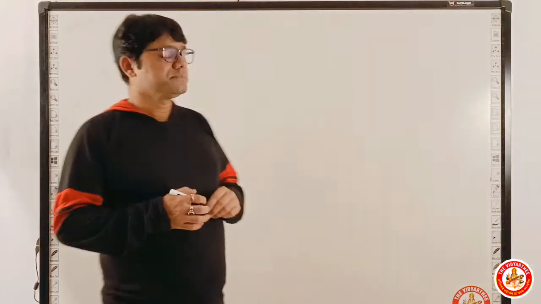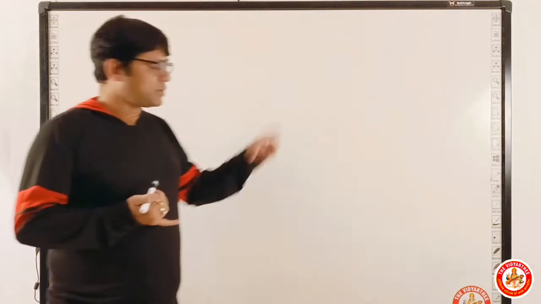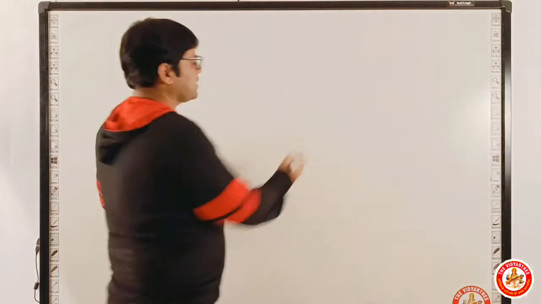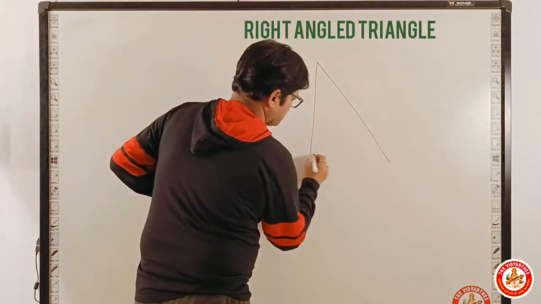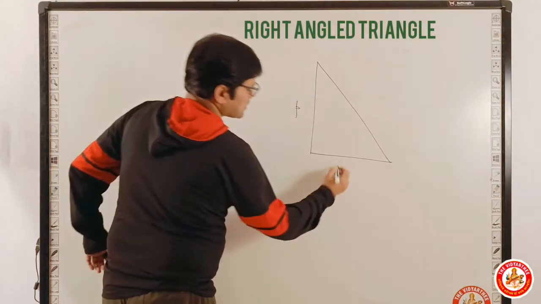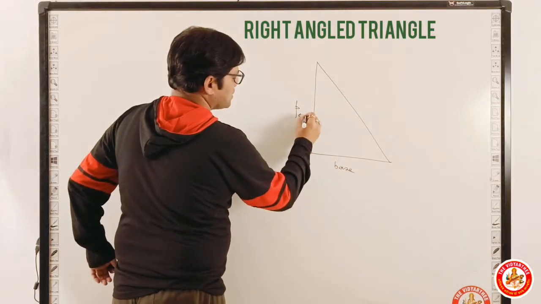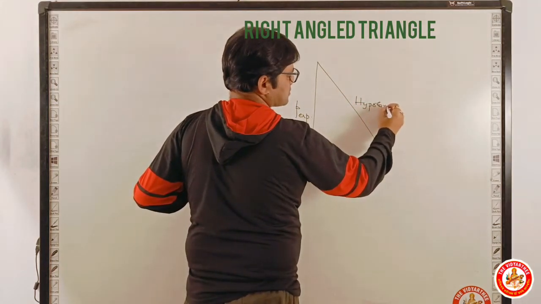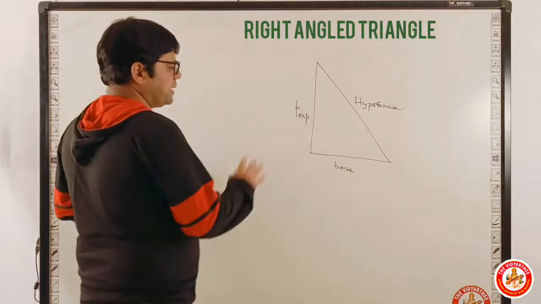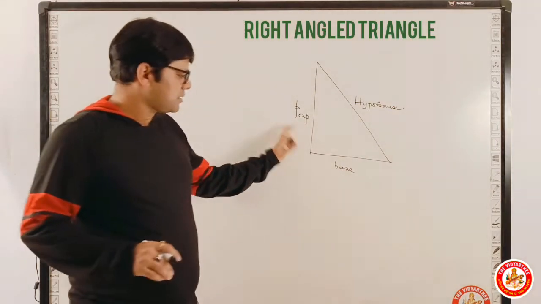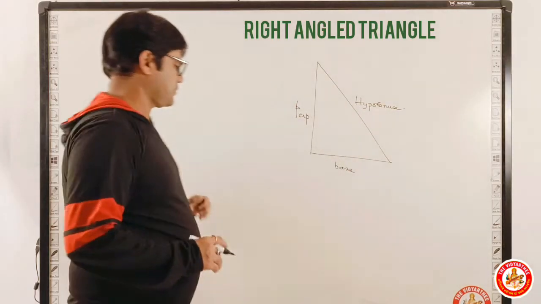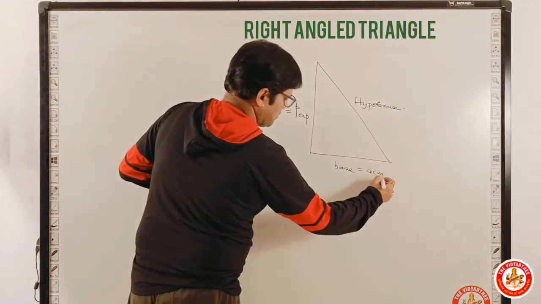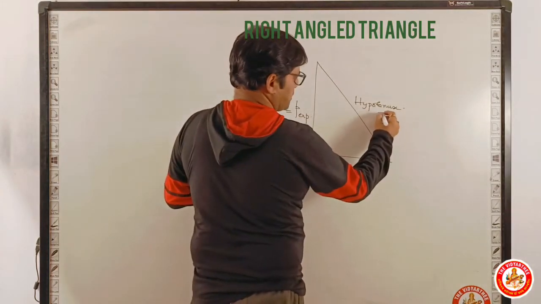So we have seen the scalene triangle, we have just mentioned the equilateral triangle, we have seen the isosceles triangle. So we are just left with a right angle triangle. A right angle triangle has a perpendicular and a base. This is your perpendicular, this is the base, and this is the hypotenuse. The perimeter will be the simple addition of the perpendicular measure plus the base measure plus the hypotenuse measure. For example, if your perpendicular is 3 centimeter, base is 4 centimeter, hypotenuse will be 5 centimeter.